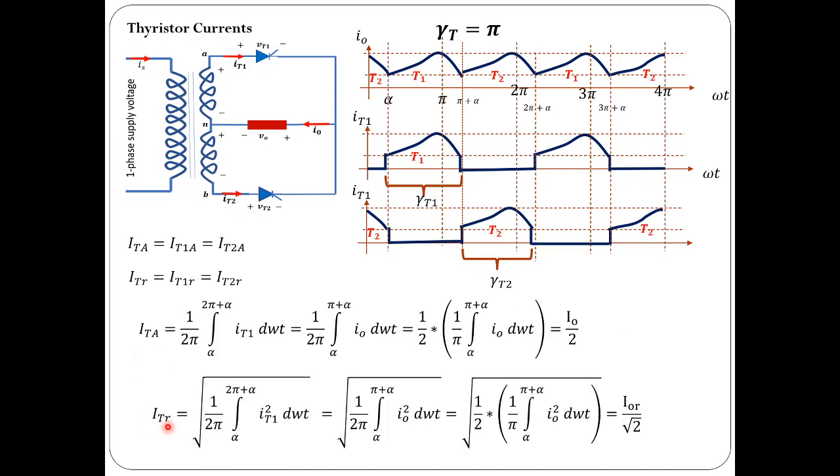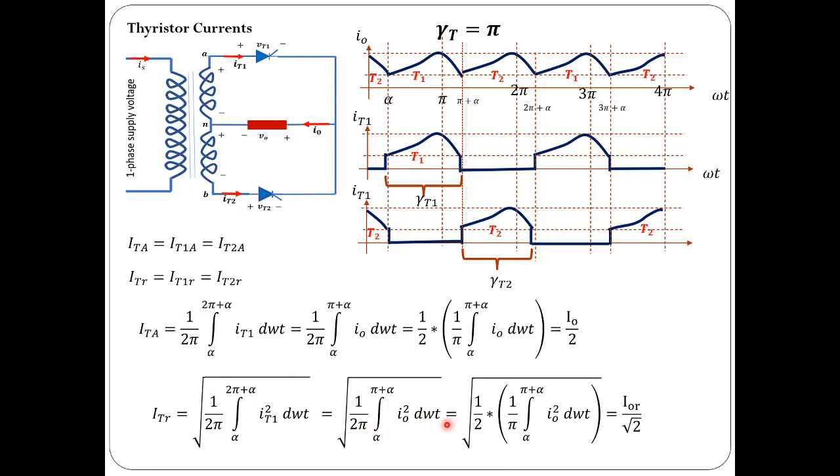Similarly, the RMS value of the thyristor current. Once again, use the formula to calculate the RMS value. This way one can compute it: square the current, take its mean value, and apply the square root, which gives us the RMS value.